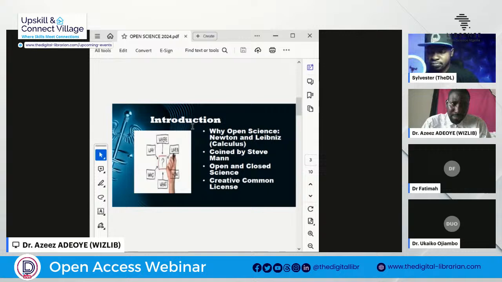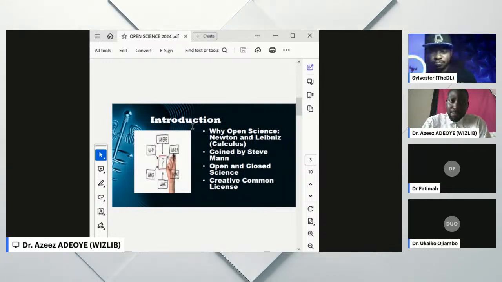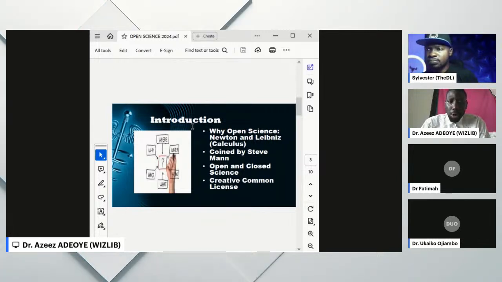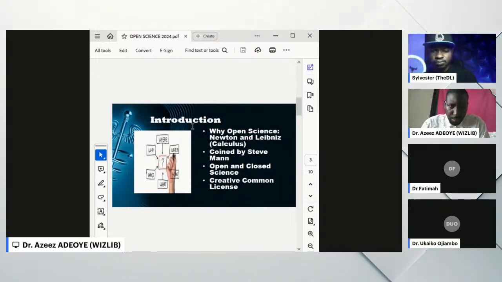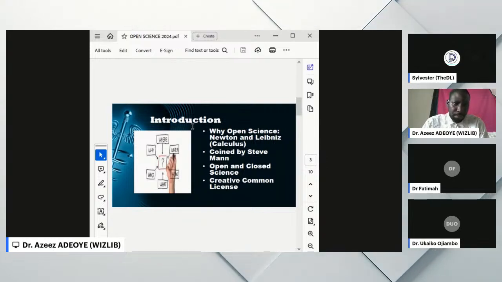So open science was first mentioned in the year 1975, and Steve Mann claimed to have made mention of that in one of his books titled Open Science, Closed Science, and Discovery of Human Development. When we talk of closed science, that is more or less the opposite. When we say closed, it means not accessible. It means behind a paywall. It means confidential information. When we say closed, it simply means it is restricted information. So all these are the opposite of open science.